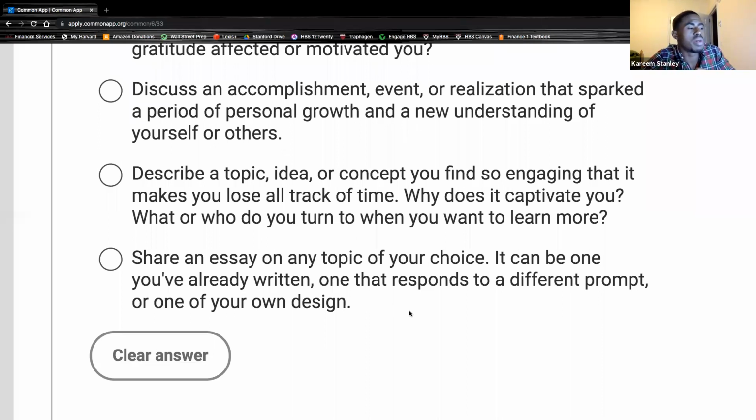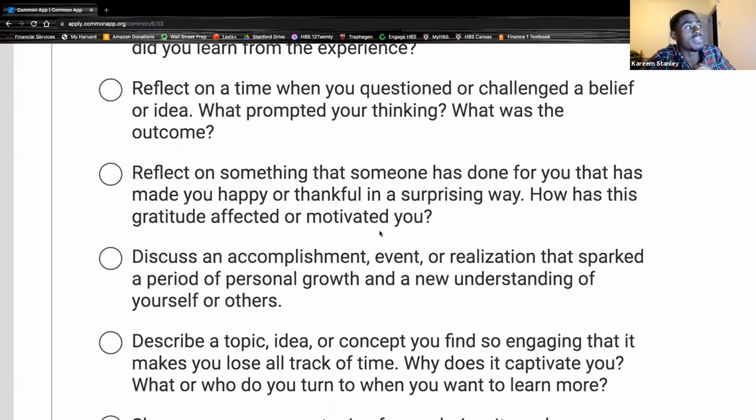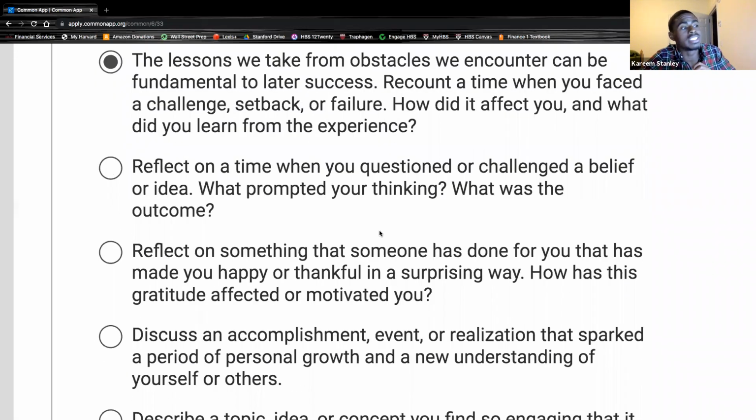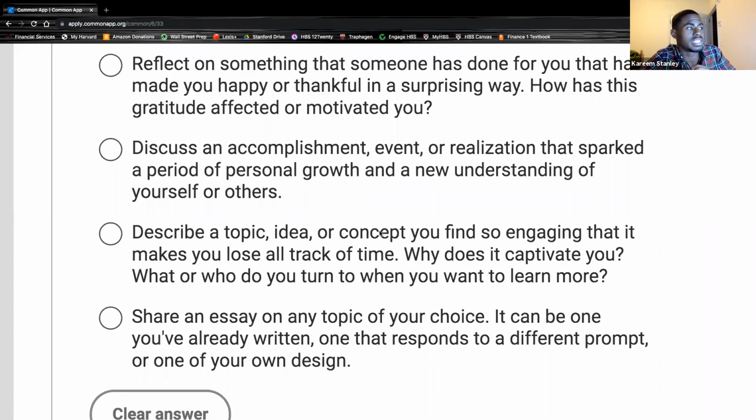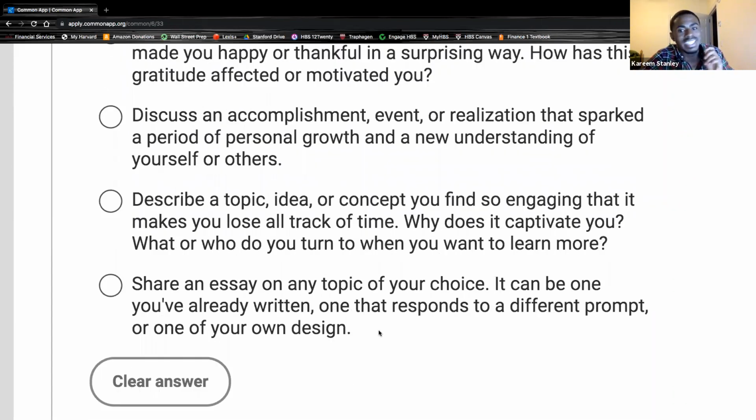And the last one is just the all-inclusive one. Share an essay on any topic of your choice. It can be one you've already written, one that responds to a different prompt, or one of your own design. I'll just say something very quickly here. If you've already written it, it's probably not an essay that you should submit. You should be submitting new material, something you're writing specifically for this, because, to Francis's point, and notice how all 7 of these topics, Francis said the same thing, it is a personal essay. So it needs to be kind of specific to the college application process.